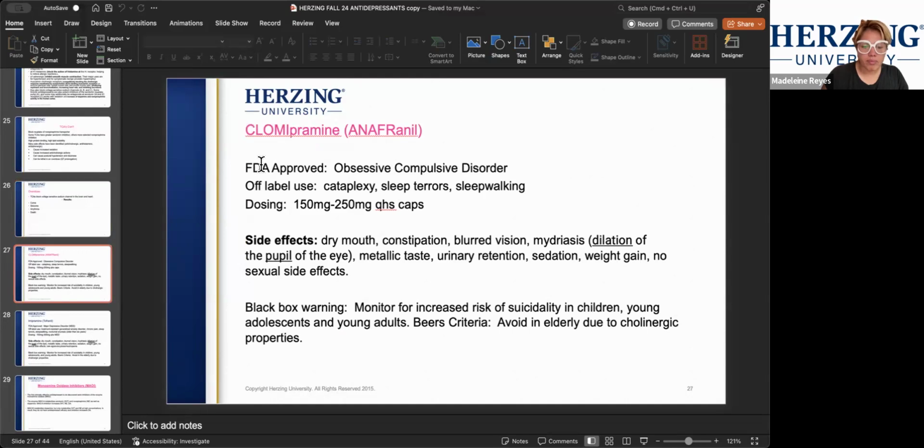Anafranil, it's a TCA approved for obsessive compulsive disorder. Dosing comes in 150 to 250, taken at bedtime. Side effects: dry mouth, constipation, blurred vision, metallic taste, urinary retention, sedation, weight gain, sexual side effects. Black box warning, again, with the young folks, and then also follow the Beers criteria, which is a list of medication that should be avoided in the older population because of the cholinergic properties.